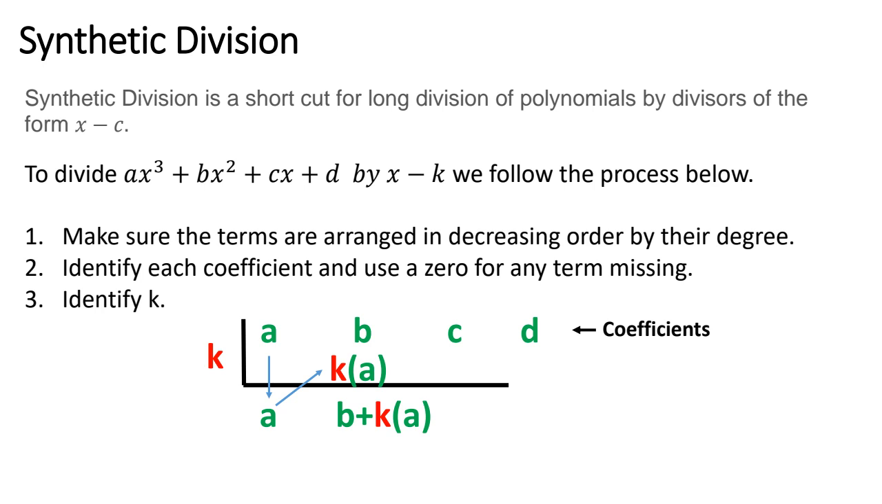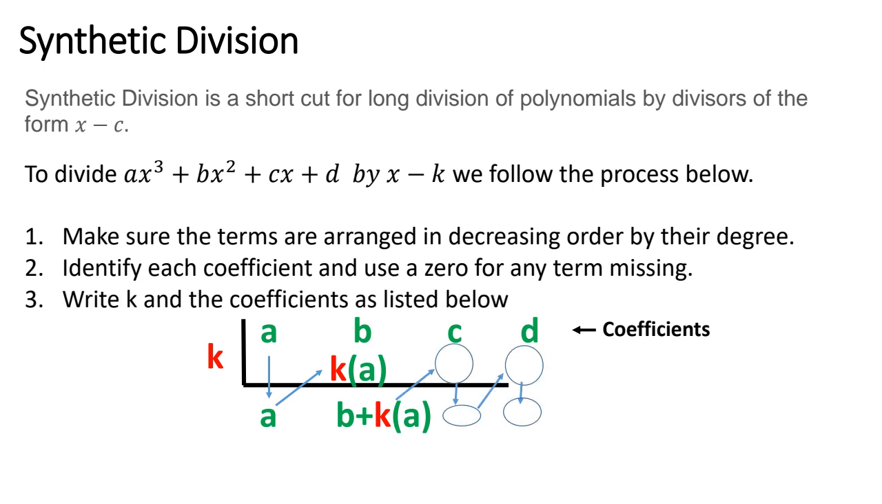Then I'm going to do the process again. We're going to multiply k to this answer, b plus ka, and then I'm going to put it here under c. And then I'm going to do the process again. It's going to repeat. I'm going to add c with this product, and then I'm going to get an answer, and then I'm going to do it again. I'm going to multiply k. So then that answer is going to go below the d. And since d was my last coefficient, which was my constant, this last circle is going to give me the answer of the remainder.